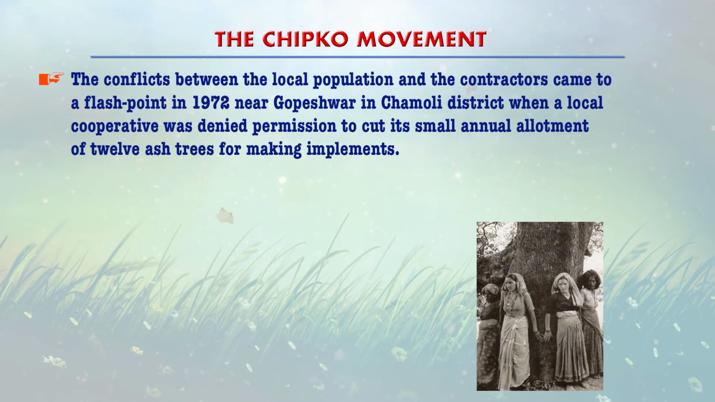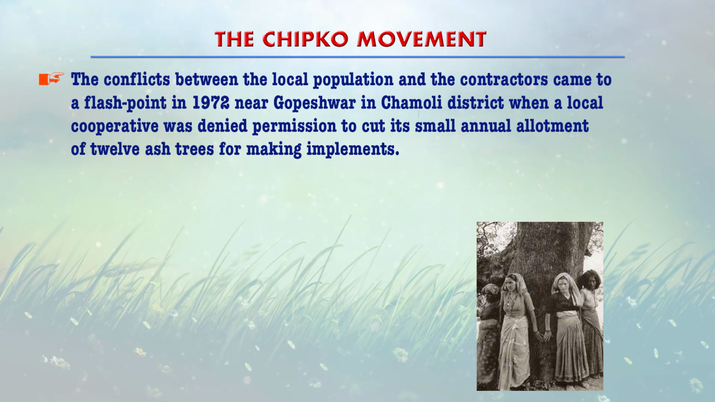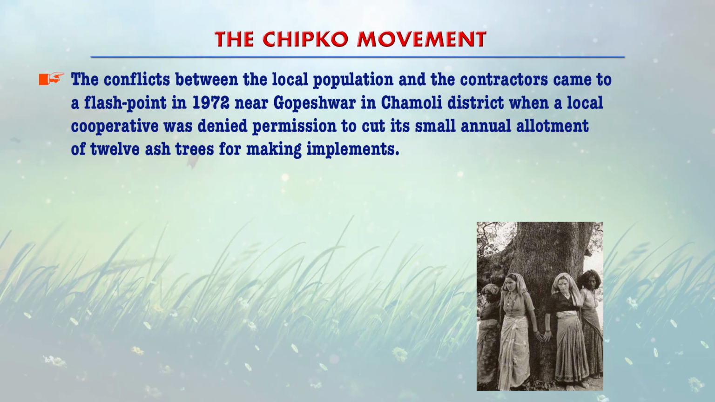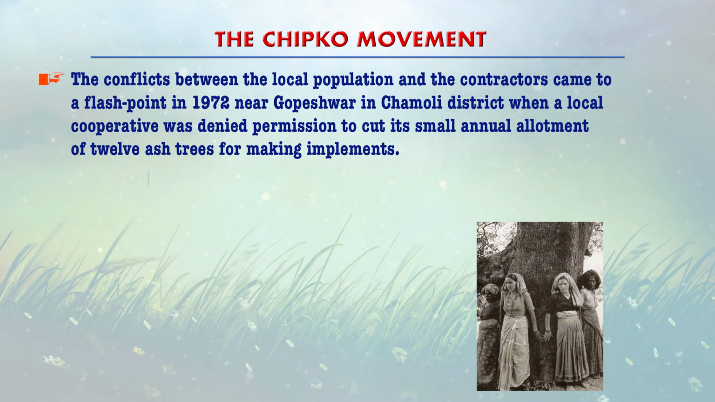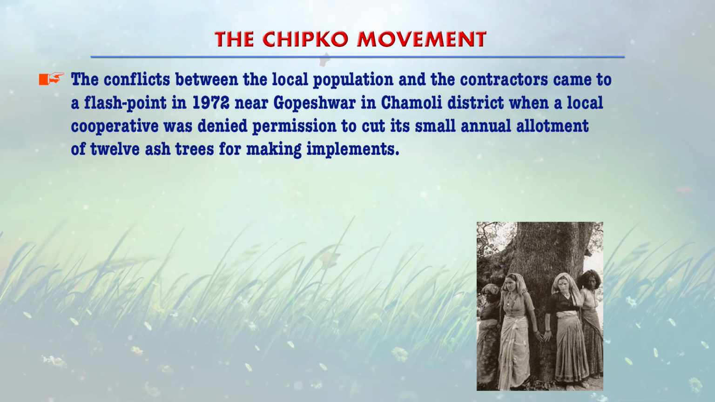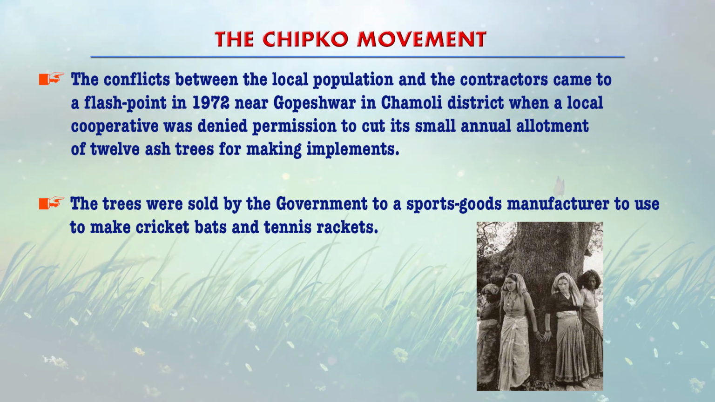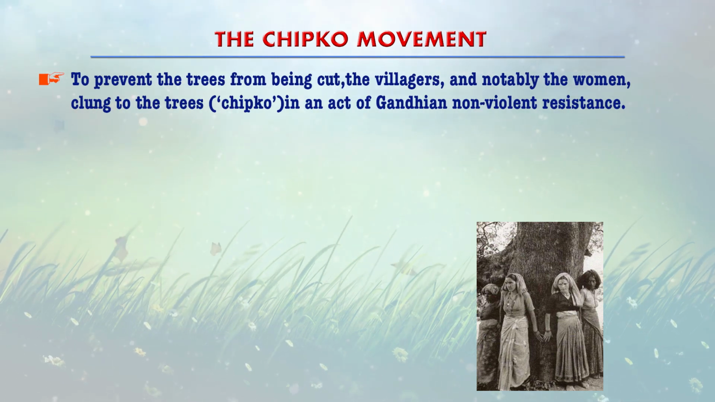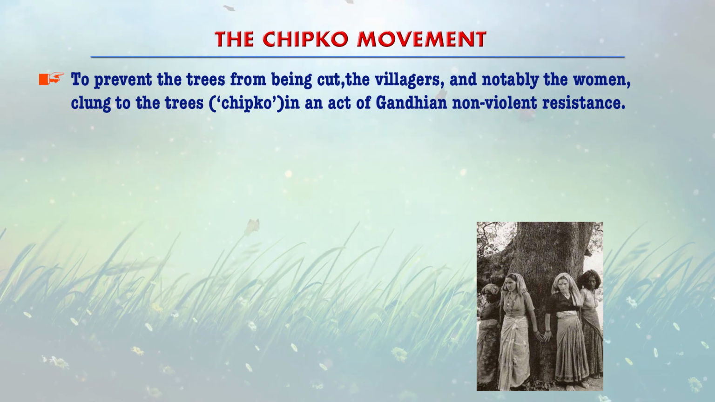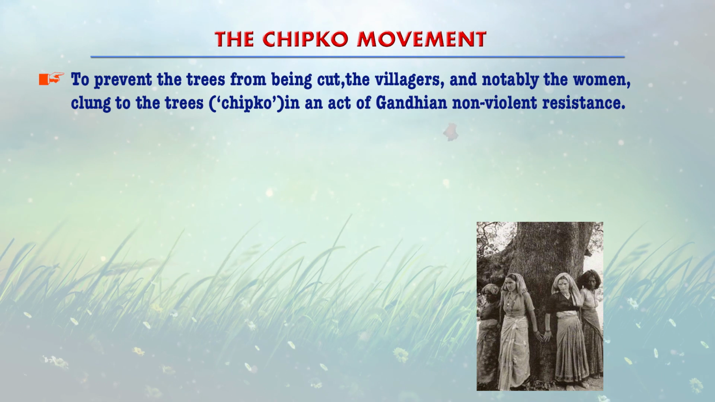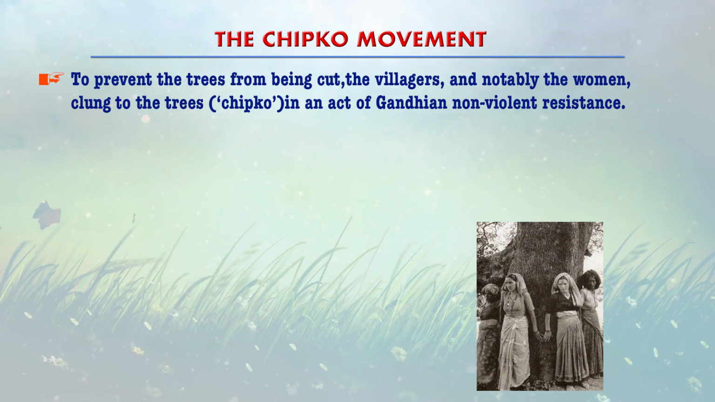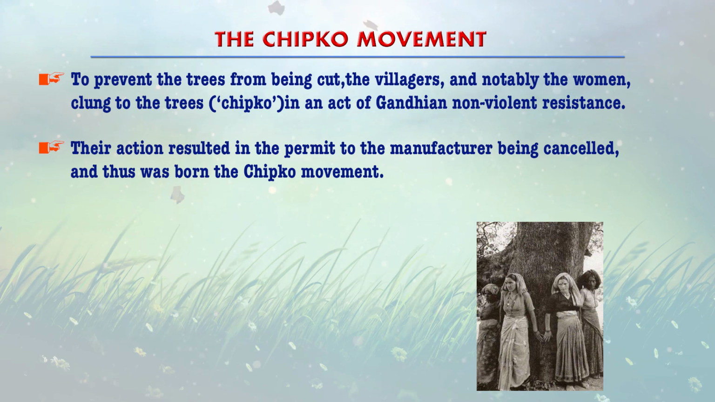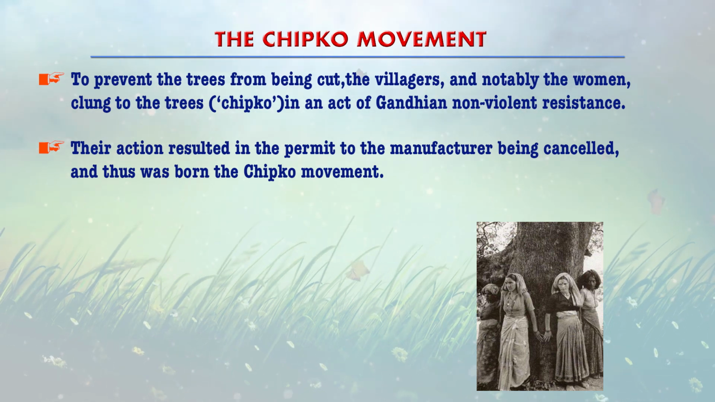The conflicts between the local population and the contractors came to a flashpoint in 1972 near Gopeshwar in Chamoli district, when a local cooperative was denied permission to cut its small allotment of 12 ash trees for making implements. These trees were sold by the government to a sports good manufacturer to use to make cricket bats and tennis rackets. To prevent the trees from being cut, the villagers, and notably the women, clung to the trees, or chipko. Chipko means to stick to or to cling to, in an act of Gandhian non-violent resistance. Their action resulted in the permit to the manufacturer being cancelled, and thus the Chipko movement was born.